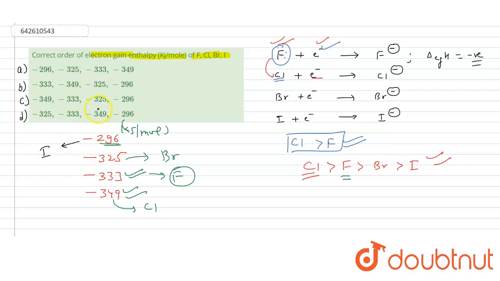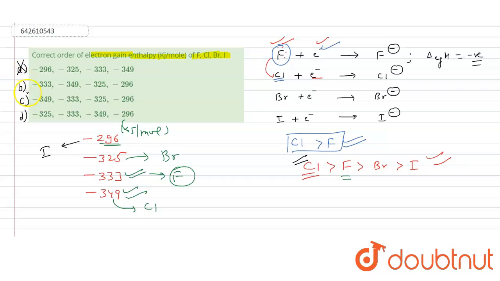So let's check option A, which is minus 296. That means first comes iodine, but we can see that first comes chlorine. So this will not be the answer. Option A is a wrong answer.